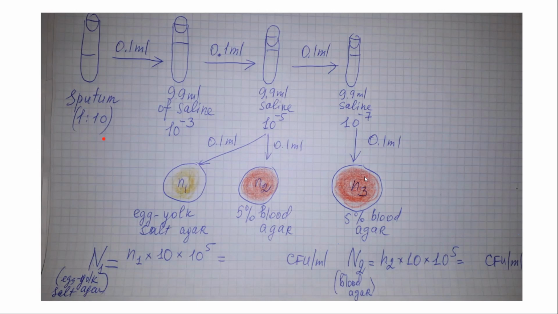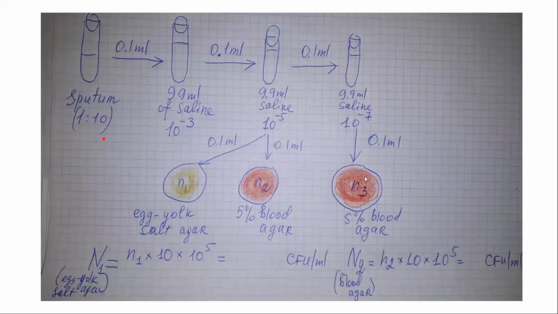Ma'am, is it 10 to the power 5 or 10 to the power 6? No. 11 multiplied by 10, and the dilution is 10 to the power 5, right? This is the dilution. Okay, got it. And now it gives the result 1.1 multiplied by 10 to the power 7, right? And it is tenfold higher, above 10 to the power 6, right?